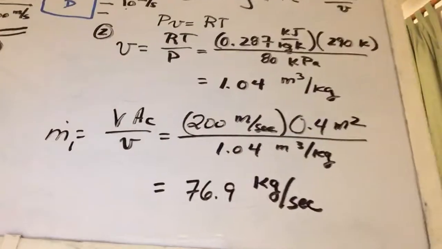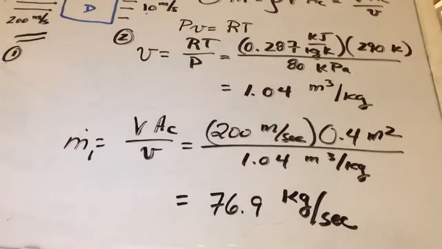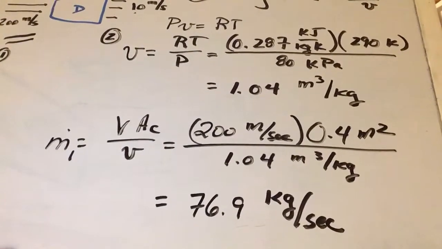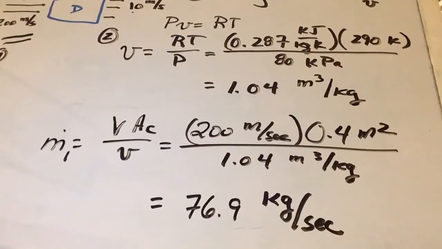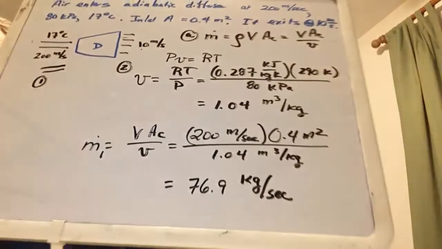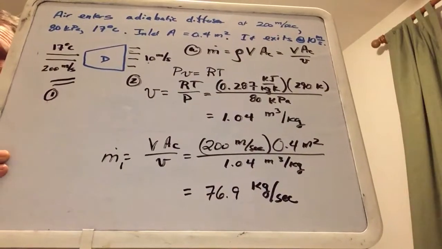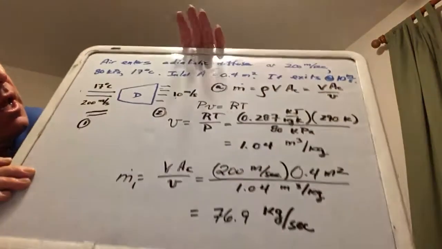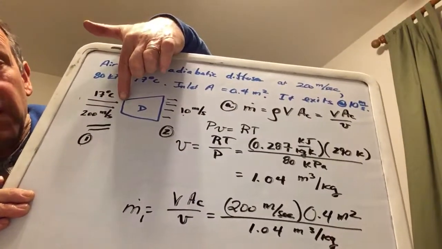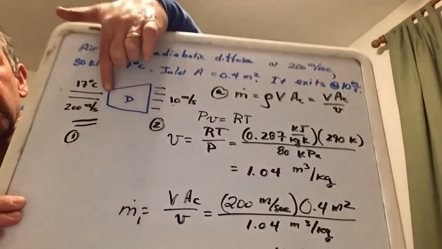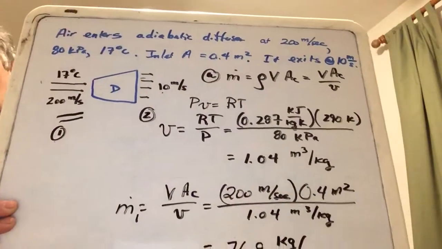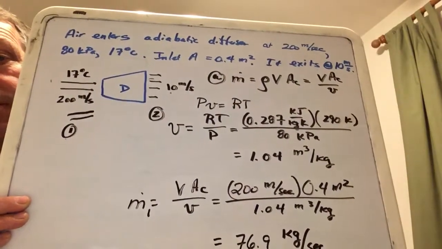Okay, so my calculator cranked through to 76.9 kilograms per second. That is a lot of air. Remember, there's about 2.2 pounds per kilogram. And well, does that make sense? In this case, again, this is an airplane that's flying really, really fast. It's got a diffuser with a fairly large intake, 0.4 meters squared, and so a lot of air is going to go through it.